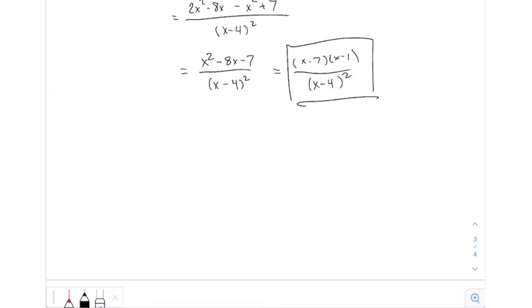Now I need to say when the derivative equals 0, and also when the derivative does not exist. And in this case, you actually do need to consider both parts. Let's try the derivative equaling 0 first. I set that whole thing equal to 0.